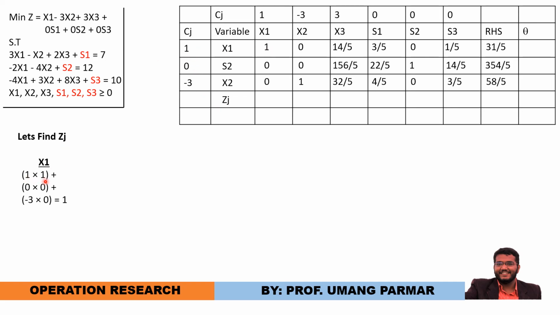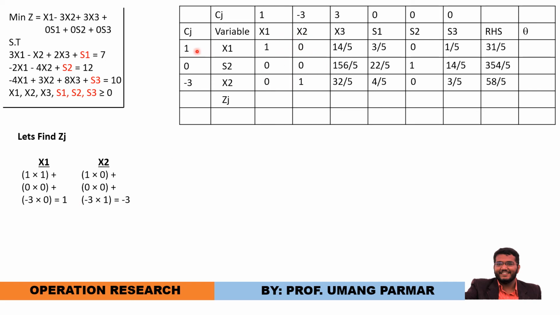So here it is multiplication of 1 with the 1 plus this 0 into 0. So here again 0 into 0 plus this minus 3 into 0. So we got in the column of x1 we got the 1. Same when we are going for the x2 for this column.